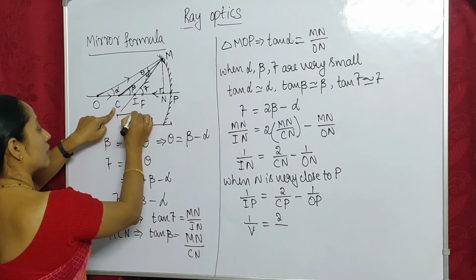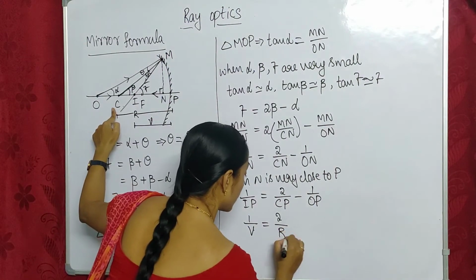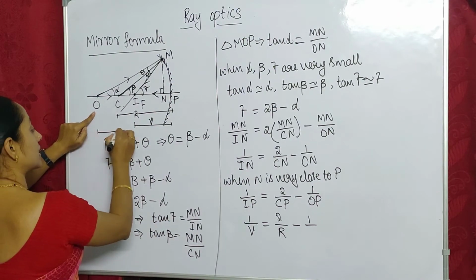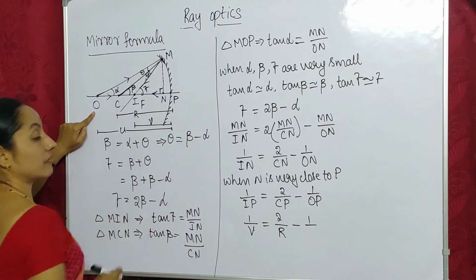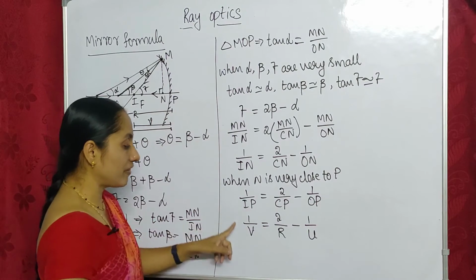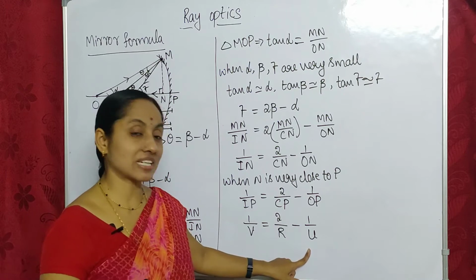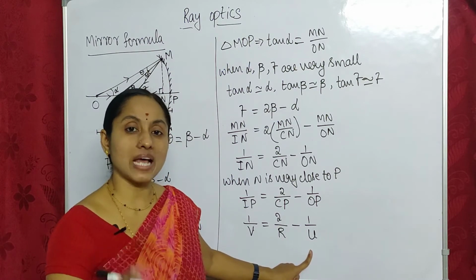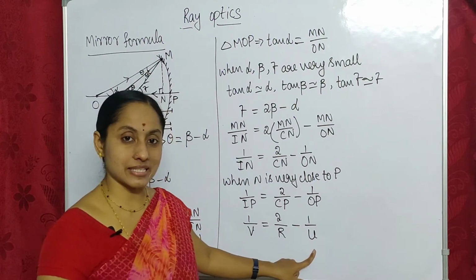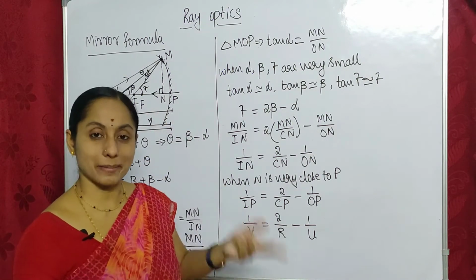Distance between center of curvature and pole is nothing but radius of curvature, R, minus 1 by OP. What is OP? Distance between object and pole, which is nothing but object distance. So what are V, R and U? U is the object distance. Object distance is always measured between pole and object. Distance between pole and image is called image distance.